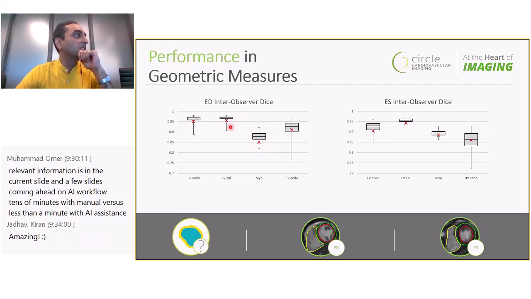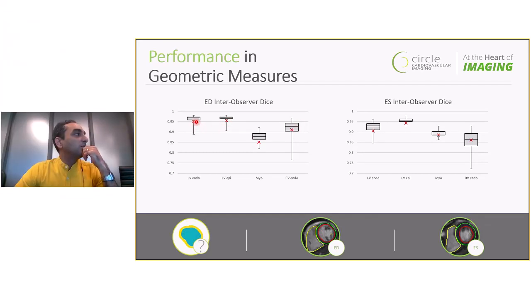Of course, our network is consistent and there's no variation. That's why there's no box plot indicating what the variance of our network is. But you will notice that our algorithm is quite close to the clinician's performance when it comes to predicting the contours for LV endo, LV epi myocardium, and RV endo. We're within the range of variation, and we're also very close to the median score of the 3 raters that we've had. The same thing is observable for the end systolic phase as well.